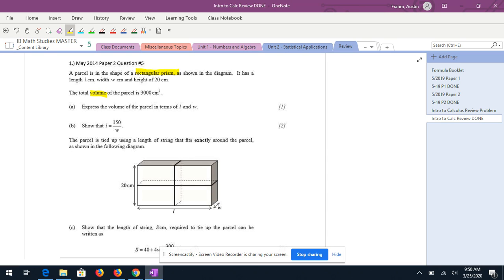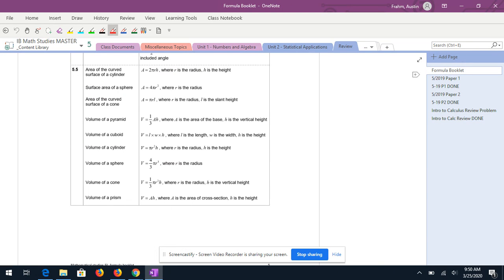In letter A, they want you to express the volume of the parcel in terms of L and W. Well, if we go to our formula booklet and we look at the volume of a prism, it's V equals A times H. A is the area of the cross section. The cross section is a rectangle, and we all know that the area of a rectangle is length times width.